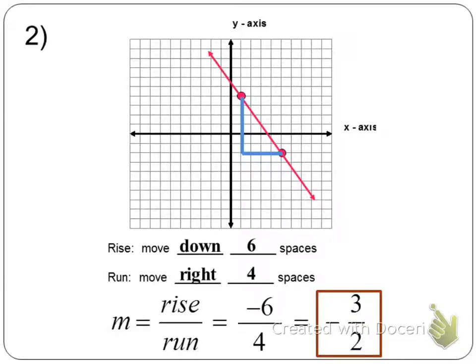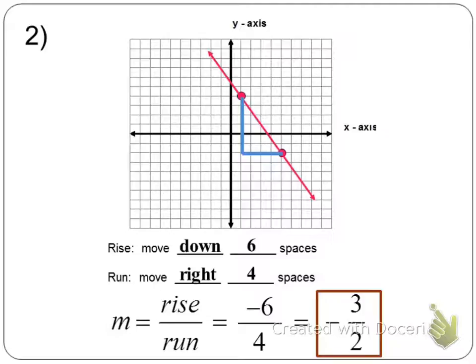One other thing I want to point out. Did you see on number 1 our slope was positive and the line was going up from left to right? Here our line is going down from left to right and our slope is negative. That is not a coincidence. Anytime your line is traveling uphill from left to right, your slope will be positive. If you're going downhill from left to right, your slope will be negative. There are questions like that on your homework, so we are going to look at that idea again, but just keep that in mind as we're going through these.